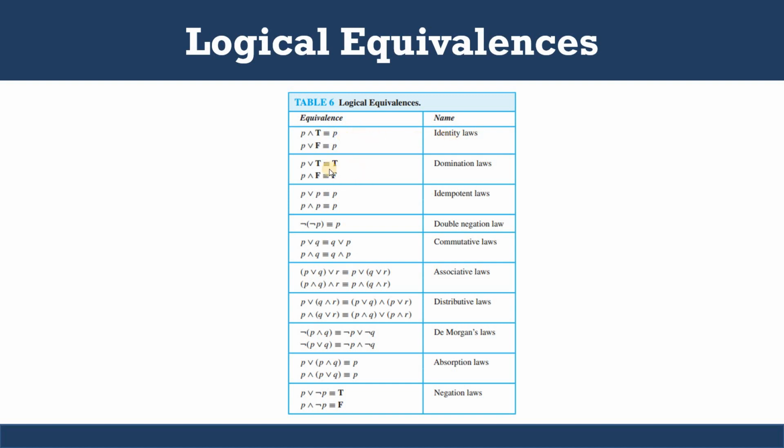Domination law says when we perform OR operation with truth value true with the proposition, it is equivalent to getting true. And the same law says that when we perform AND operation with truth value false with any proposition is equivalent to getting false. So this is called domination laws. Idempotent law says that when we perform OR or AND operation with the same propositions, it is equivalent to getting the proposition itself. So this is idempotent laws.